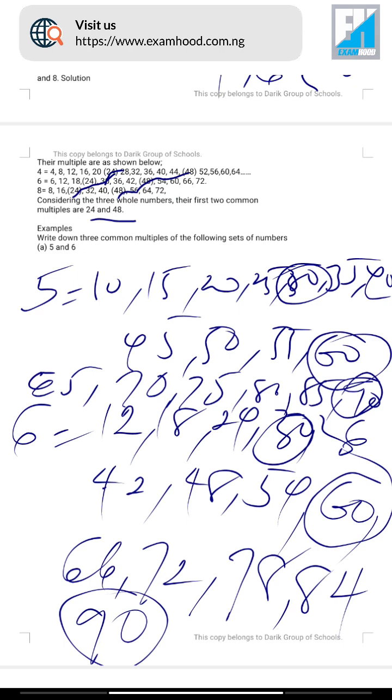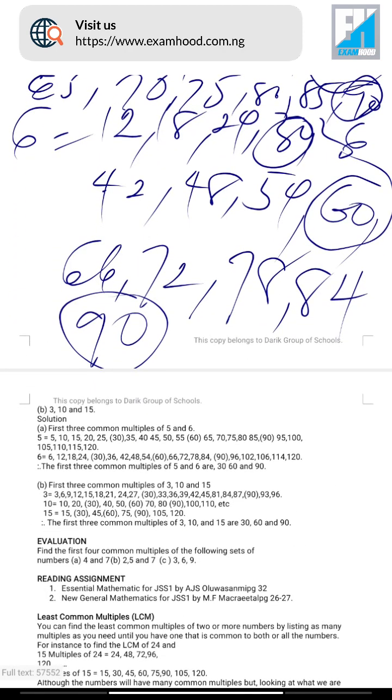So the first 3 common multiples are 30, 60, and 90. It has actually been written for you here. And for the second one, we have 3, 10, and 15. The common multiples for 3, 10, and 15 are 30, 60, and 90 as well.